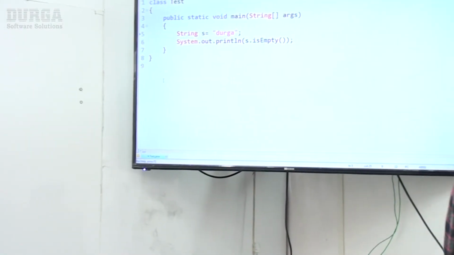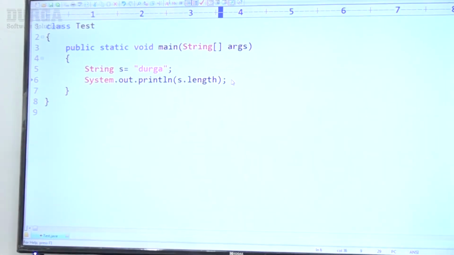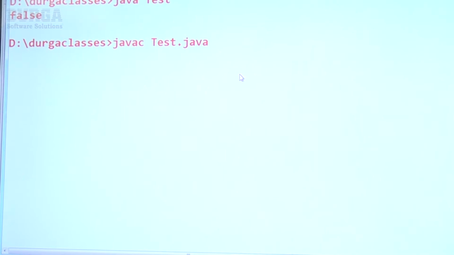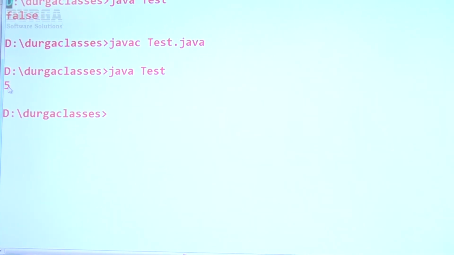Now have a look once. s is equal to Durga, and I am taking the s.length() method. Observe very carefully about this one. 5 itself is the answer, sir.